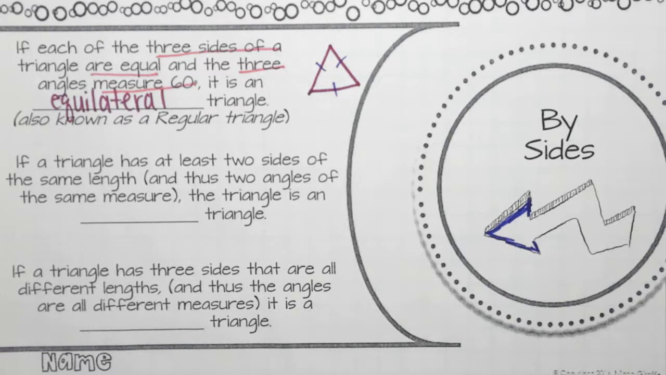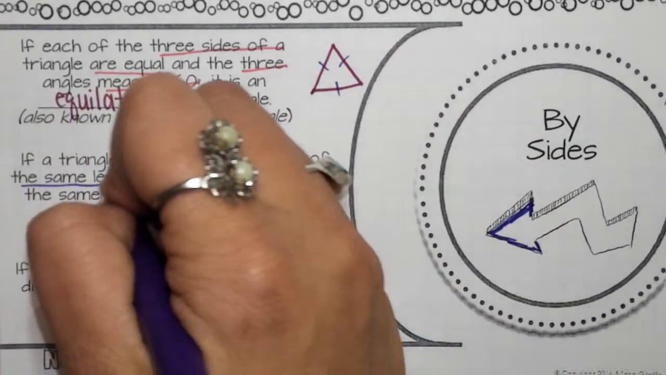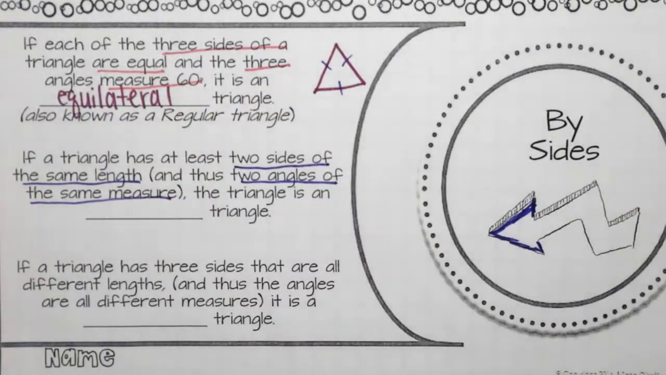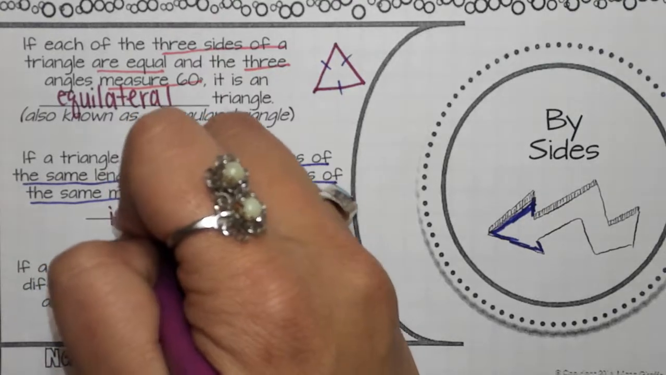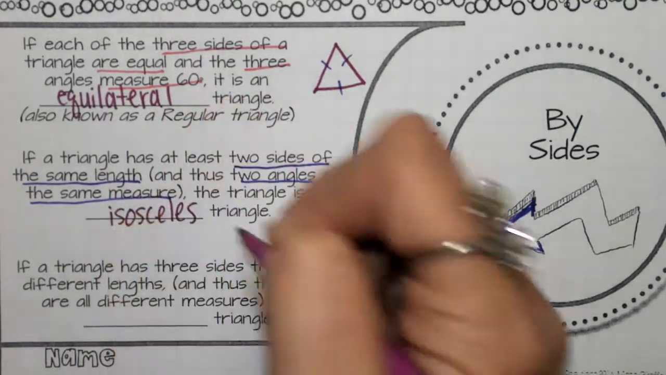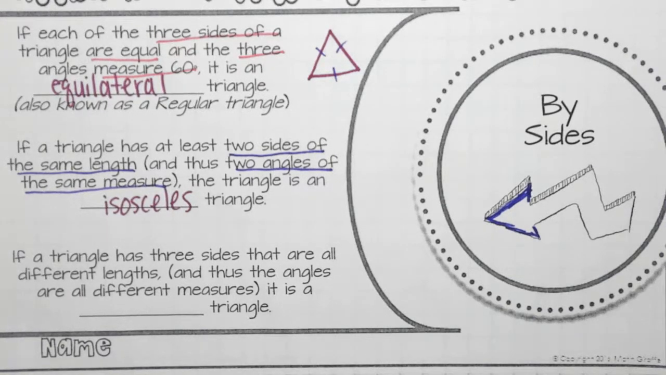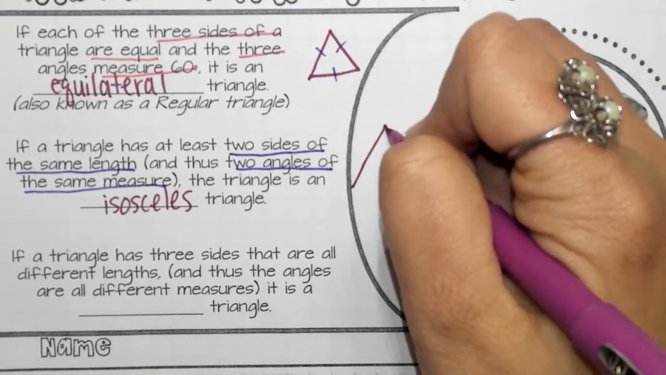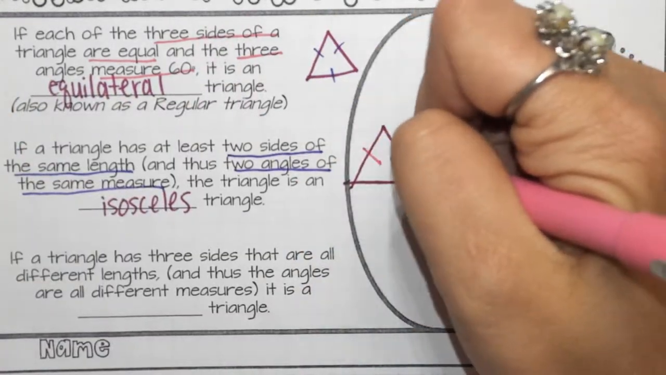Alright, if a triangle has at least two sides of the same length, and the two angles have the same measure, then the triangle is an isosceles. You learned this in like the third grade, so I need you to retain some knowledge. And please spell it correctly. So isosceles means two of the sides are congruent. It could look like this, and we would put tick marks, one here and one here.